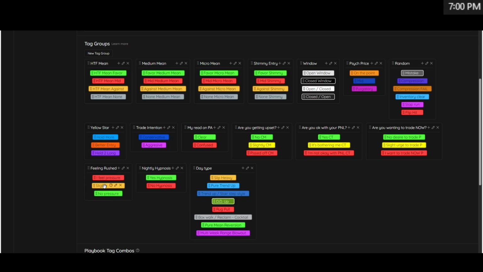Feeling pressure to sort of lock in P&L on the day. Obviously, I'm going to perform better if there is no pressure. I've just noticed that I get into a lot of trouble when I just feel the pressure that I need to perform that day. So it allows me to be accountable with myself.